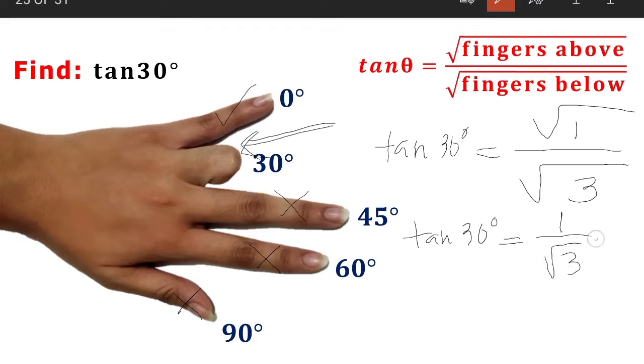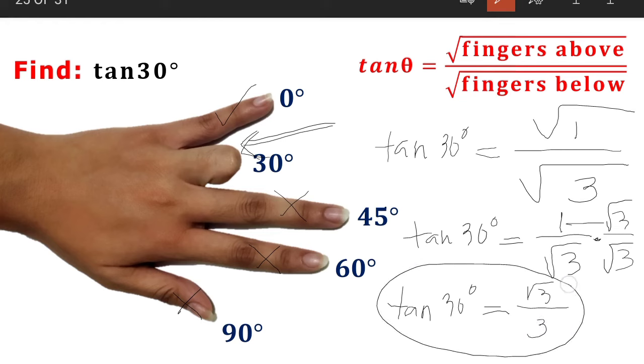And if we rationalize this, we will multiply both the numerator and the denominator by square root of 3. So tangent 30 degrees is equal to 1 times the square root of 3 is square root of 3, and square root of 3 times square root of 3 is 3. So tangent 30 degrees is equal to square root of 3 over 3.